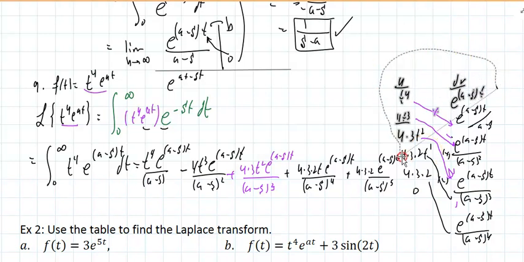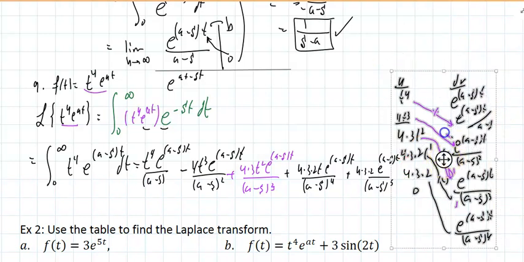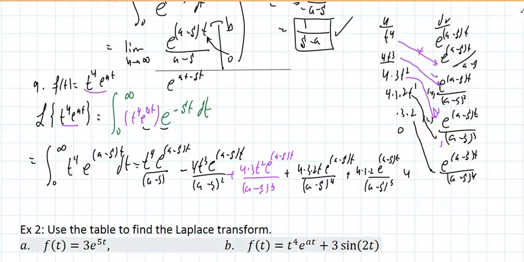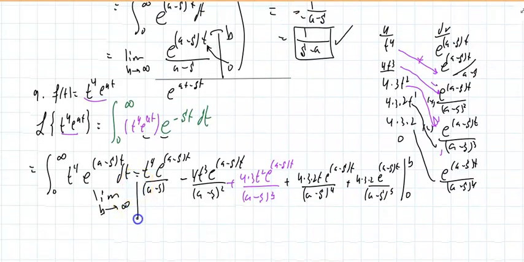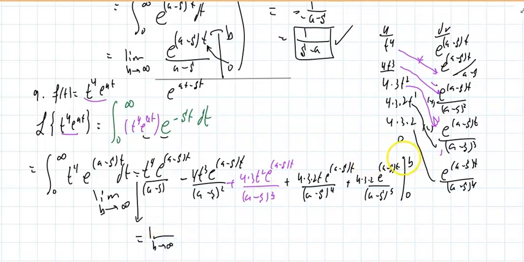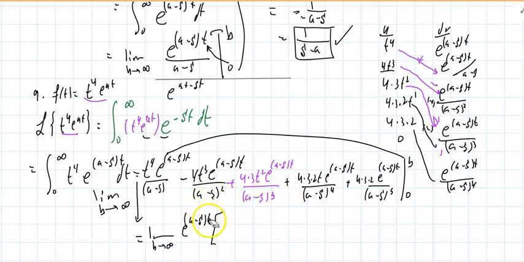And let me take this and shift that up. There we go. This is all evaluated from 0 to b, taking the limit as b approaches infinity. What a mess. And that's going to equal the limit as b approaches infinity. Now I'm going to plug b in, right? I'm going to take e to the (a minus s)t out, and I'm going to throw a b in there.